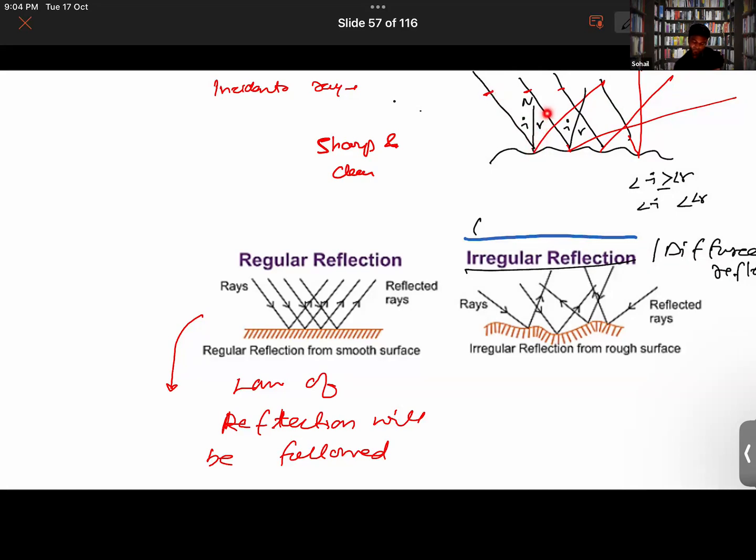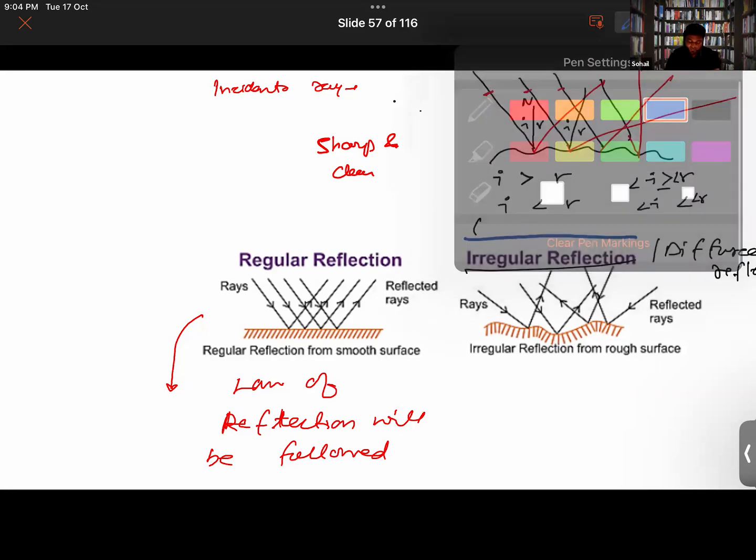These are the incoming rays, and the one I have shown with the black line is the incident ray. If you plot the angle of incidence and angle of reflection for each individual incident ray, you will see that either the angle of incidence is greater than the angle of reflection, or the angle of reflection is greater than the angle of incidence. These two things happen in irregular reflection only.